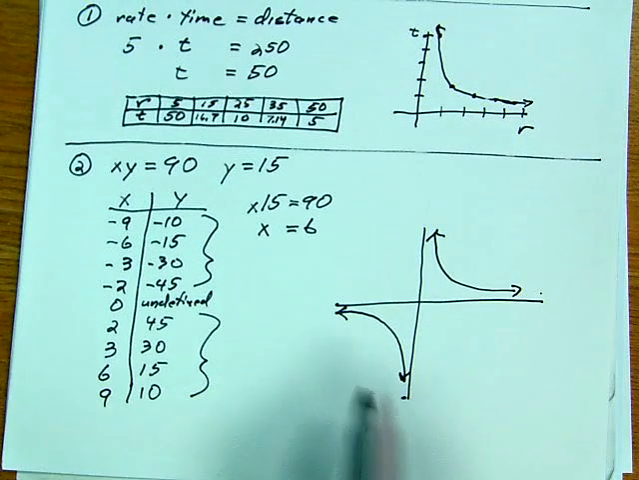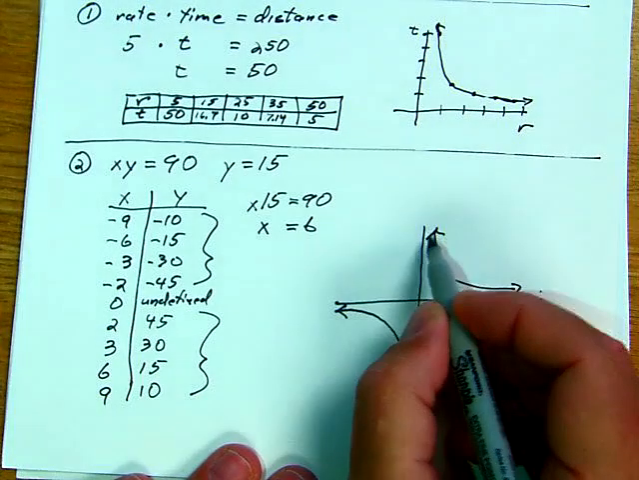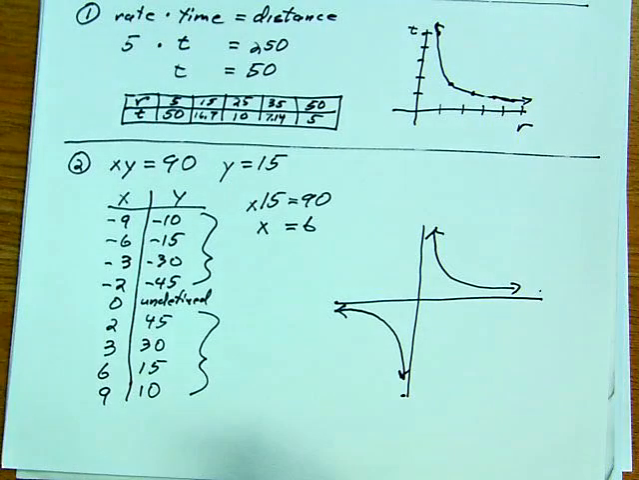And notice what happened at 0. This line never touches 0. There is nothing at 0. It's undefined. Okay?